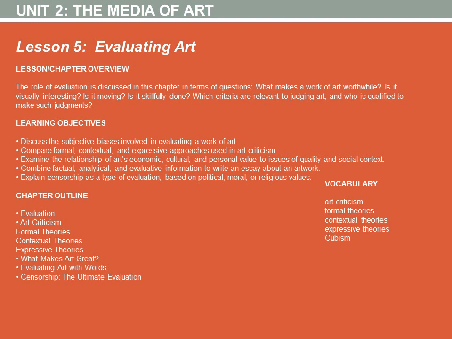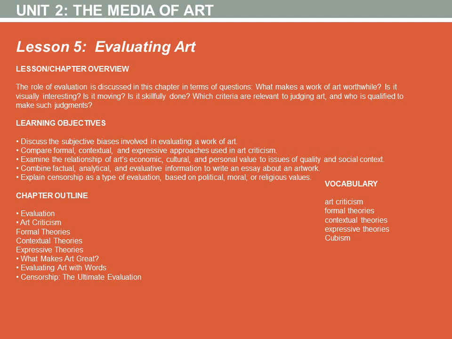Our objectives for this lesson are to discuss the subjective biases involved in evaluating a work of art, compare formal, contextual, and expressive approaches used in art criticism, examine the relationship of art's economic, cultural, and personal value to issues of quality and social context, combine factual, analytical, and evaluative information to write an essay about an artwork. Explain censorship as a type of evaluation based on political, moral, or religious values.